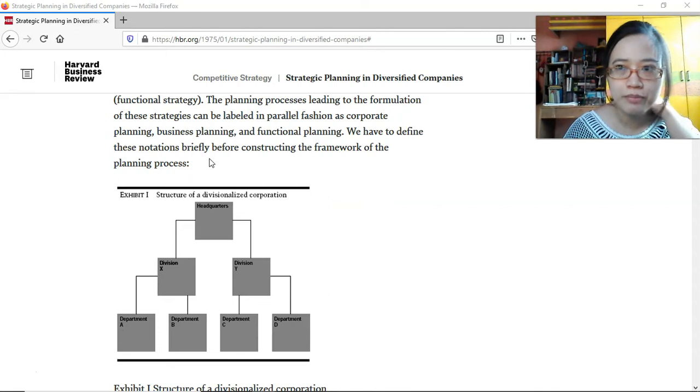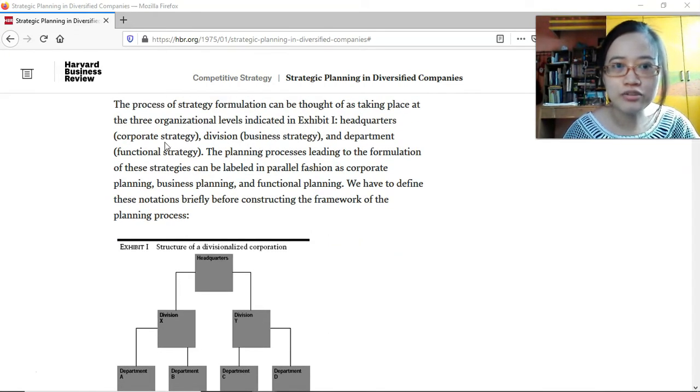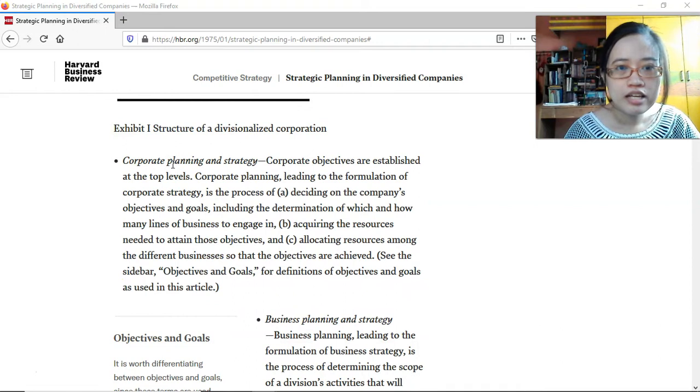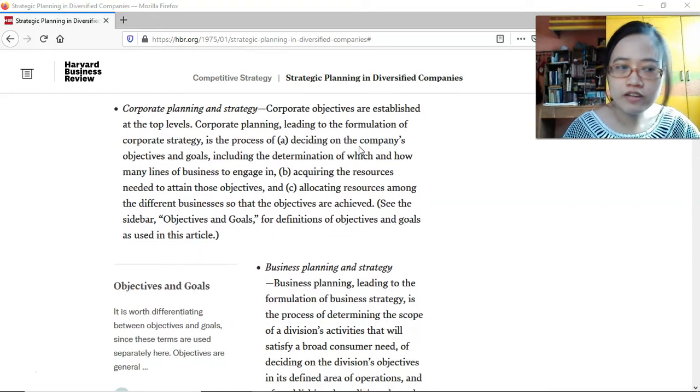Tapos, with regards to the planning process, edi yun, parang sinubstitute na lang yung word na planning. For corporate strategy, then you have your corporate planning. For division strategy, business strategy, you have your business planning. And then for functional strategy, you have your functional planning. Okay? Okay. Ito may konti siyang provided na information kung ano ba yung mga inclusion with regards to the corporate planning and strategy, business planning and strategy, saka functional planning and strategy.